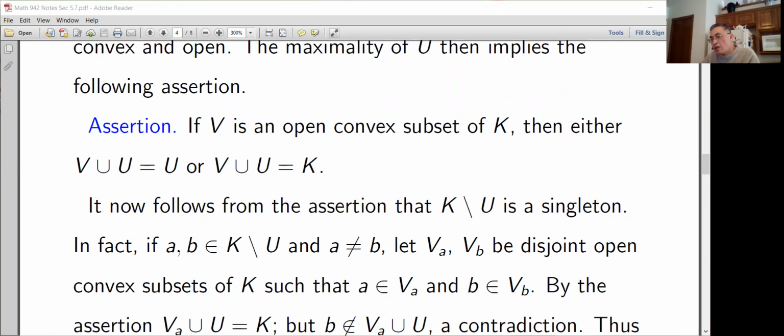because B is not in this set. B is not in U and B is not in VA, so B is not in the union. So this is a contradiction. So this means K minus U cannot contain 2 points. So it contains only 1 point.